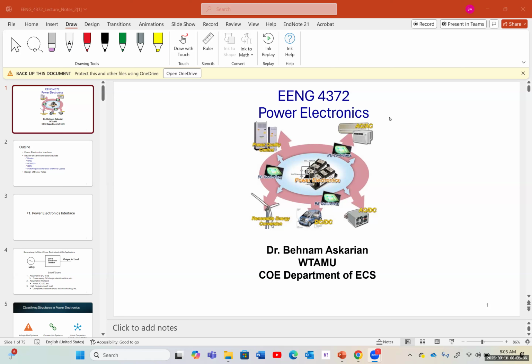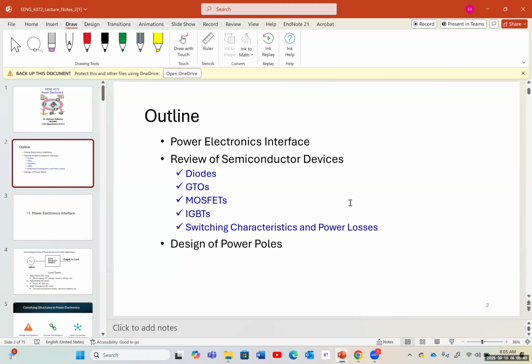Today, we will continue with different power electronic interfaces, and we will do a review of semiconductor devices such as diodes, GTOs, MOSFETs, which are metal oxide transistors, IGBTs, and switching characteristics and power losses. And also, if we have time, we would continue with the design of power poles.